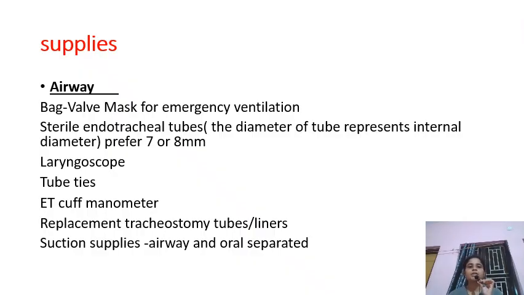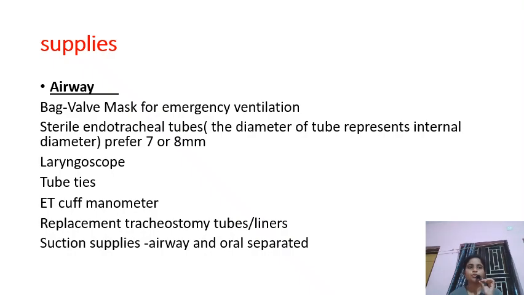So what are the supplies? For the airway, bag, valve, mask ventilation: for emergency ventilation, the bag, valve, mask should be ready. Sterile endotracheal tubes should be there based upon whether it is an adult, 7, 8, 6.5, 7, 8, like this it will be required. For pediatric clients, based upon the age, the endotracheal tube should be kept.